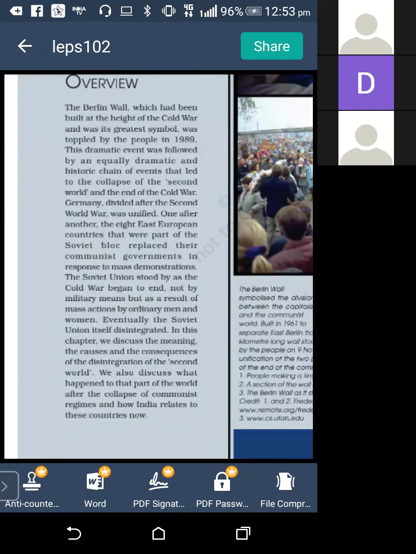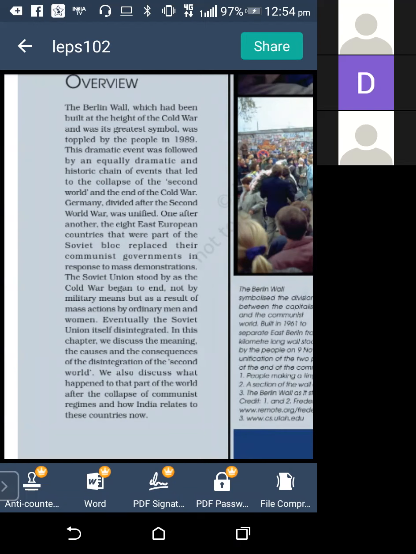Now, iska matlab hum kya padhenge is chapter mein? Sabse pehle padhenge ki what do you mean by bipolar system? End of bipolar system. Matlab Soviet Union khatam ho gaya, unipolar system aa gaya. Now, what do you mean by unipolar system? America is the only powerful nation, world power. I'm not saying that Russia is not a world power. Russia is also a world power, quite strong enough, but not strong enough like Soviet Union.